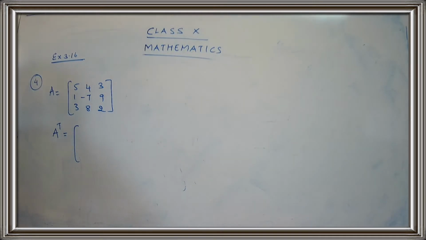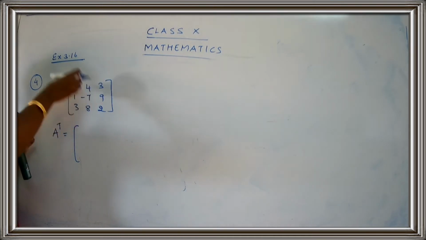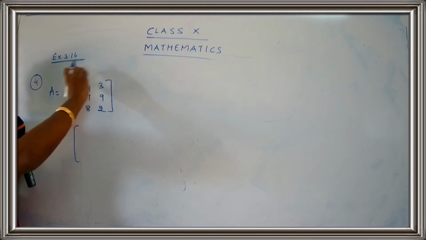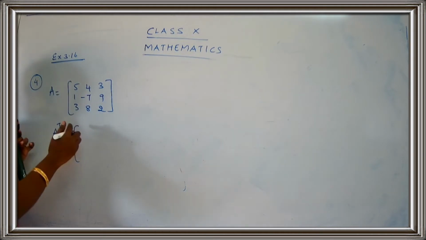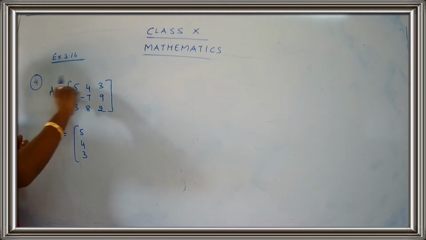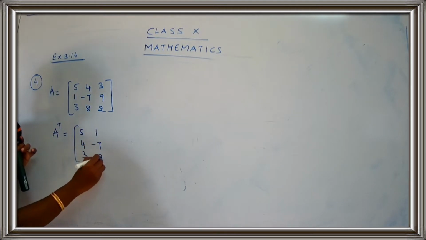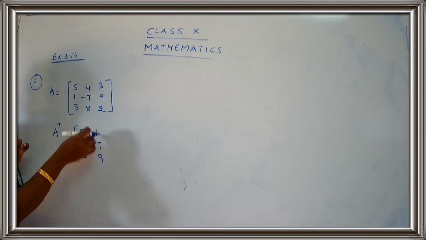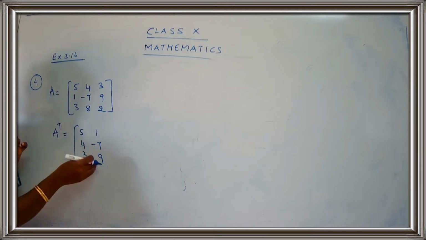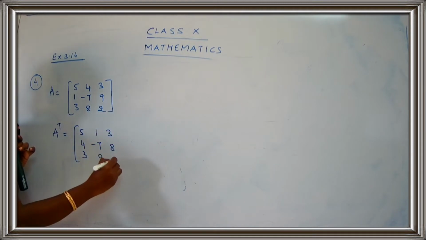So A transpose is, the row is 5, 4, 3. You have to write this row as a column. This is a sleeping number. You have to write the sleeping number as a standing number. So 5, 4, 3. 1, minus 7, 9. So sleeping is being standing now. 1, minus 7, 9. 3, 8, 2. That's all.